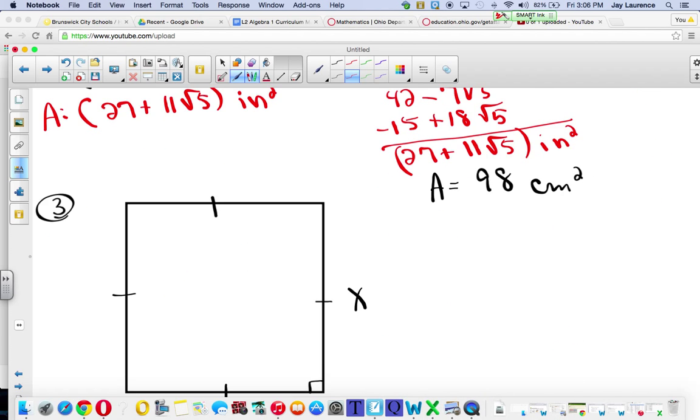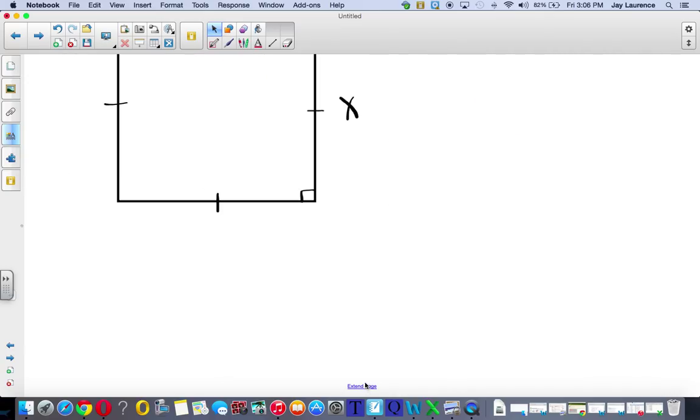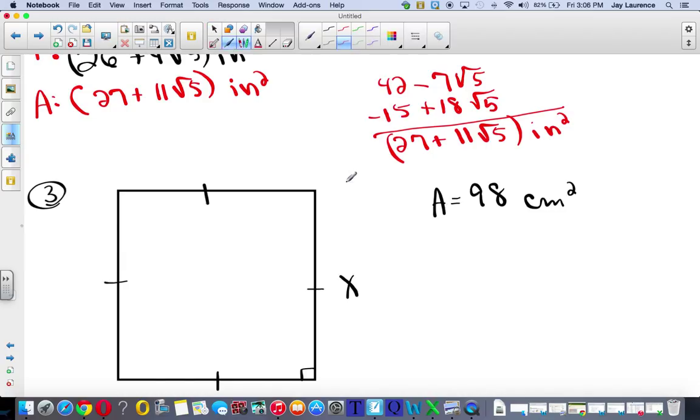All right, this one here. Sorry, this all moved on me and I'm all confused now. Let me do that. There we go. This one here, we're going to do two things. We're going to find x. We're told the area of this square is 98 centimeters squared. We're going to find x, and then we're going to find the perimeter. Okay? So, remember, to find area, we multiply the base times the height. Well, in this case, it would be x times x, and that'll have to equal 98.